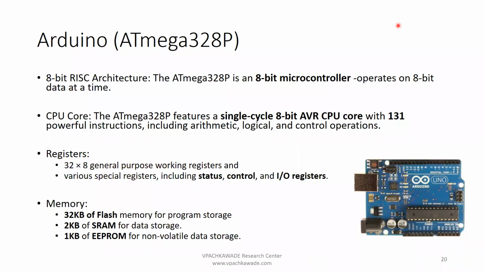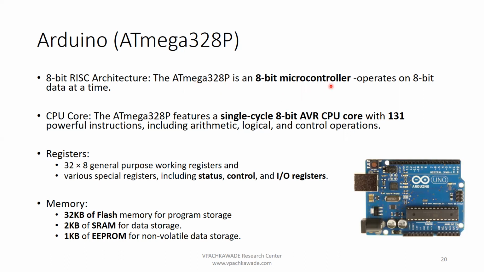All right, so let us explore in detail and have a look more specifically at the architecture of Arduino, which is the ATmega 328p microcontroller. Remember, it is an 8-bit microcontroller. It is a RISC type of architecture, which stands for Reduced Instruction Set Computer architecture. And the name of the chip is ATmega 328p.